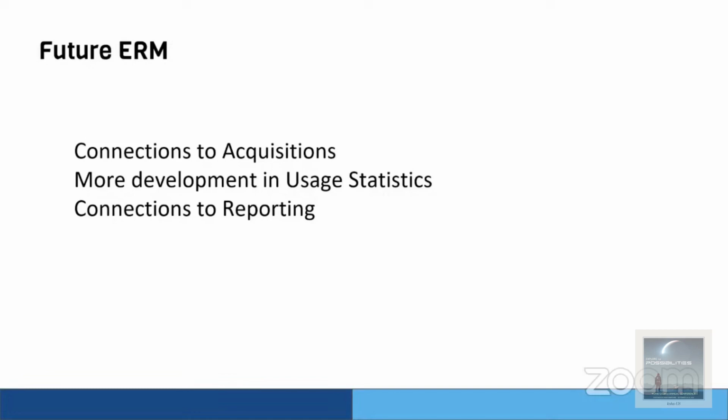So the big thing that'll start next is the connections to acquisitions. So then you'll be able to track what you're spending with these electronic resources. More developments in usage statistics, so you can see cost per use for electronic resources, cost per use for print, and compare. Yay! And then connections to reporting, so you can pull all of this information in.